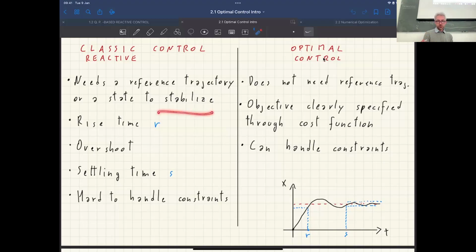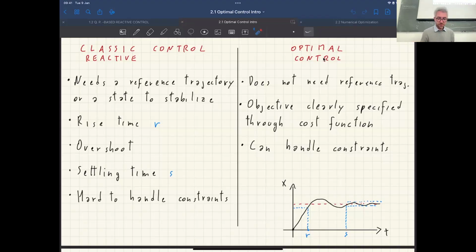And typically in reactive control, the performance of the systems may be specified if you use classic linear control tools. You might have metrics such as rise time, overshoot, settling times. You might have encountered these terms if you took any class on classic control theory.